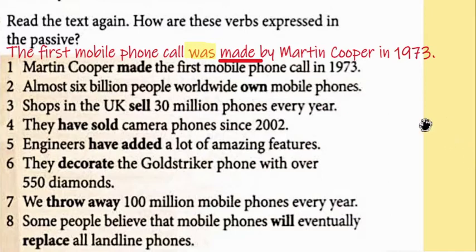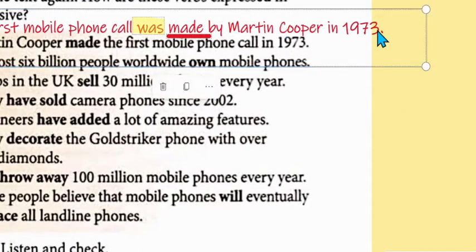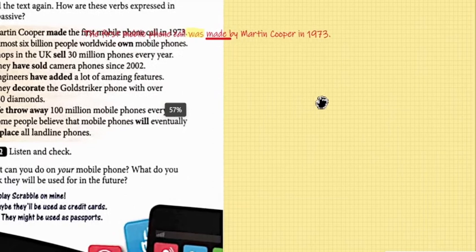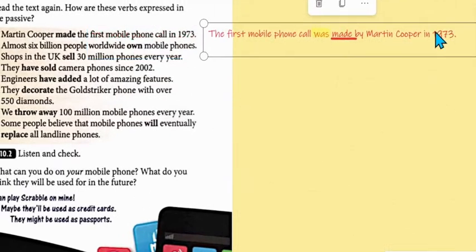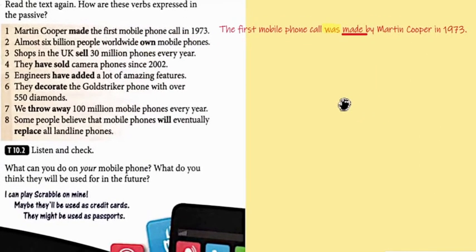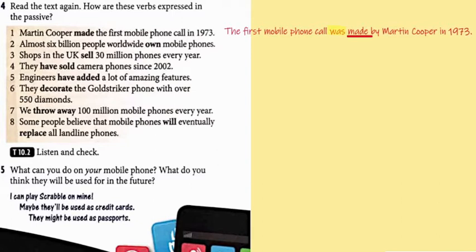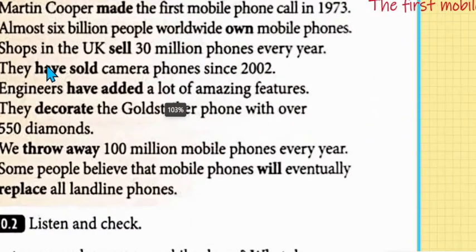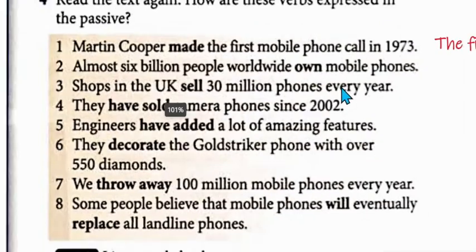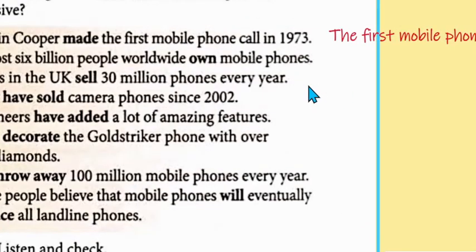All right, now let's make them all again. In here, I move it in. Okay, I hope you can see it. Okay, number 2. Almost 6 billion people worldwide own mobile phones. This is simple present. Okay, let's make it into passive voice.